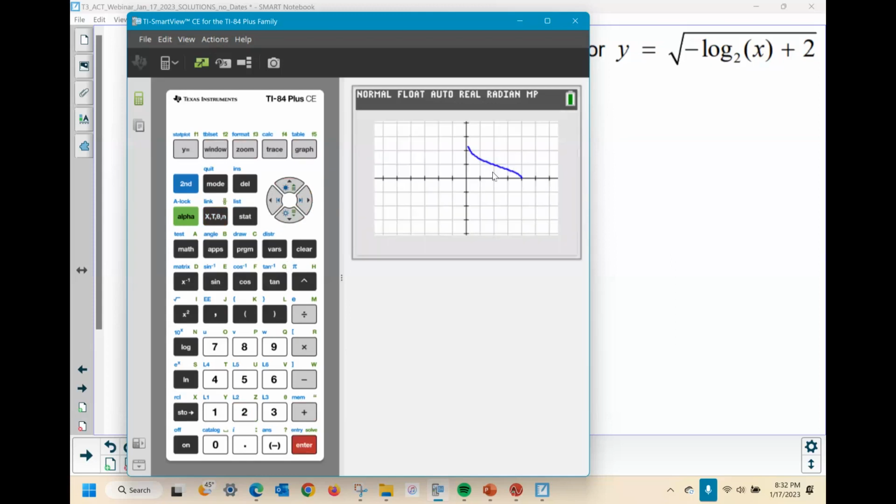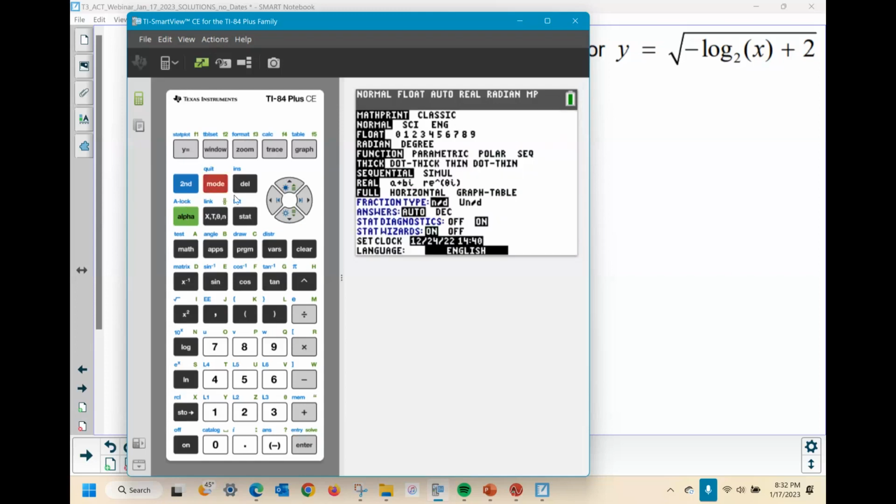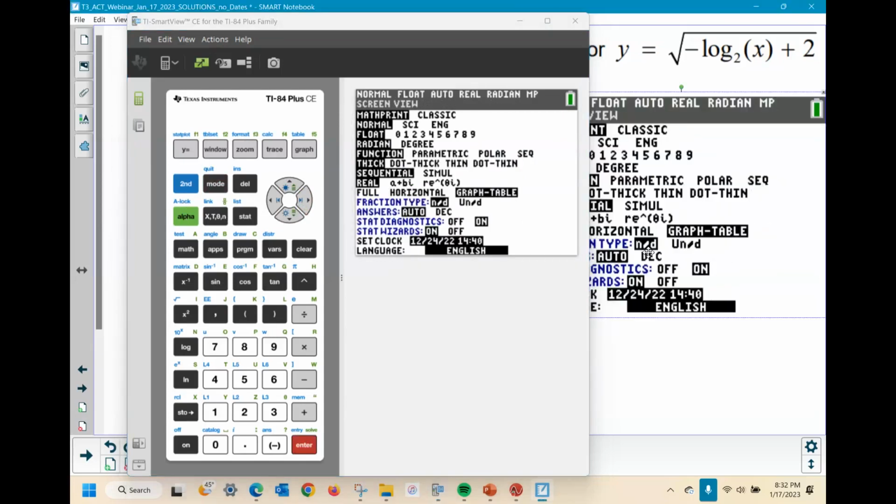All right. And also one of Jeff's and my favorite things is the graph table mode. So I'm going to go ahead and go to mode, go down to full, turn right and go to graph table so that the table might help me with this domain as well. So I'm using graph and table mode.